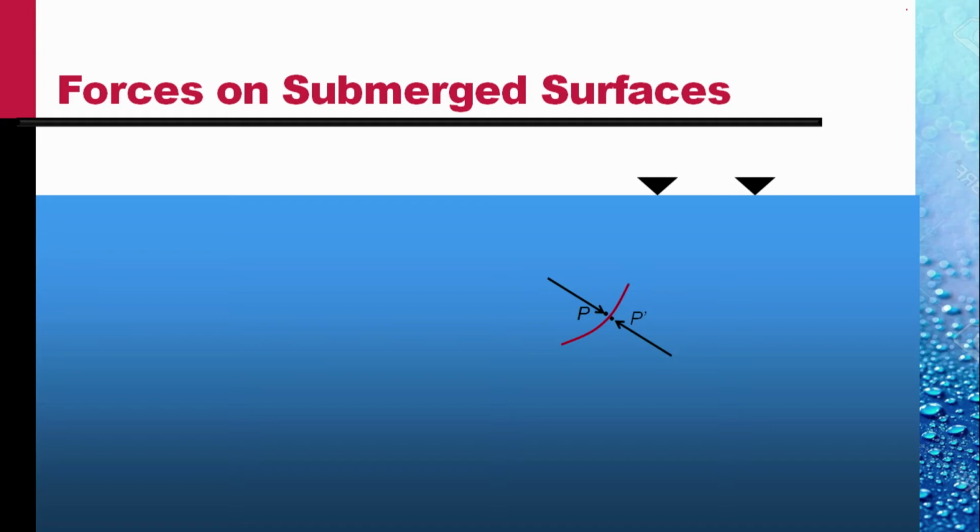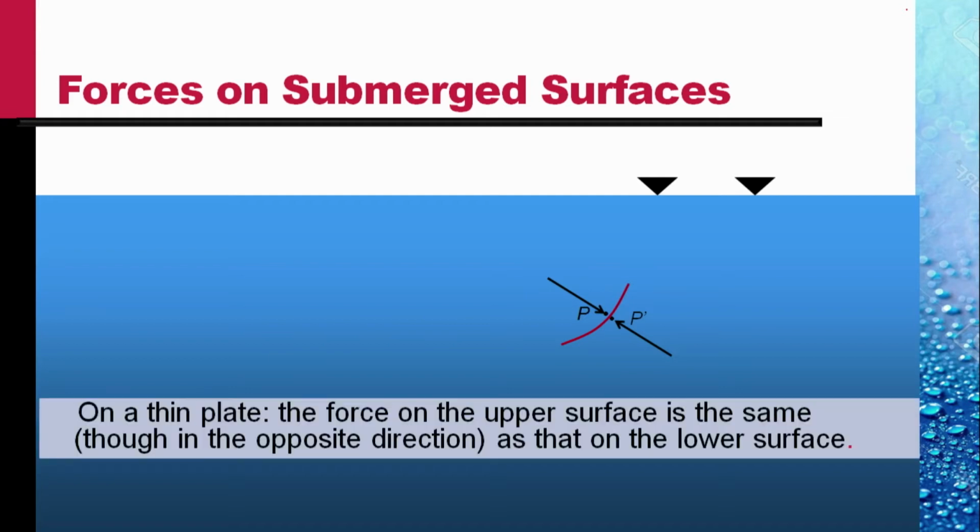Both the pressures would be equal to rho g H, where H is the depth from the free surface of the liquid. The two pressures would be equal, and therefore, if we need to calculate the pressure force on the lower surface, that will be equal to the pressure force on the upper surface. On a thin plate, the force on the upper surface is the same, though in the opposite direction as that on the lower surface.